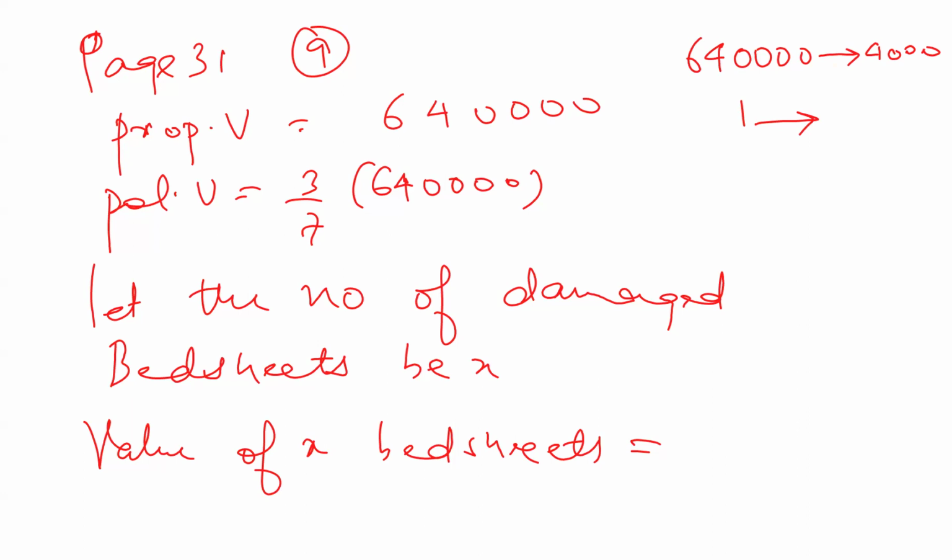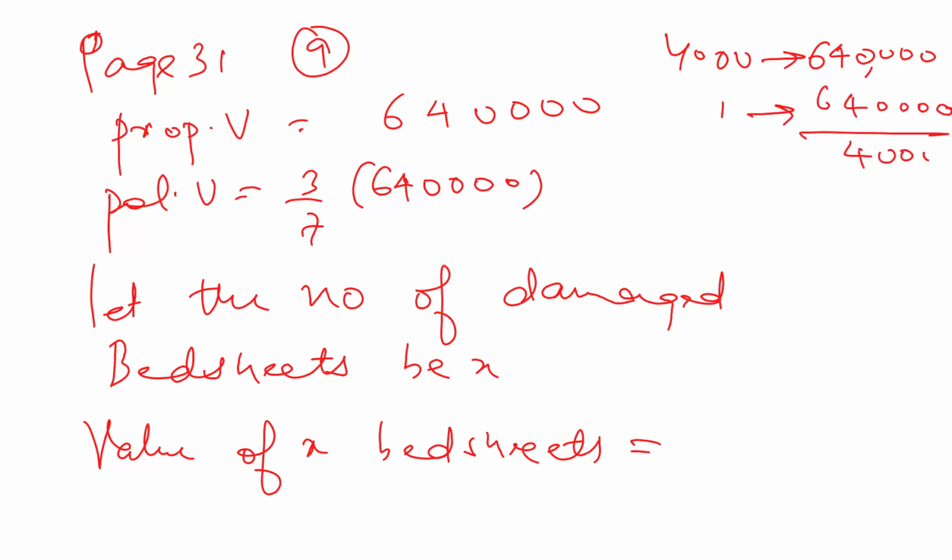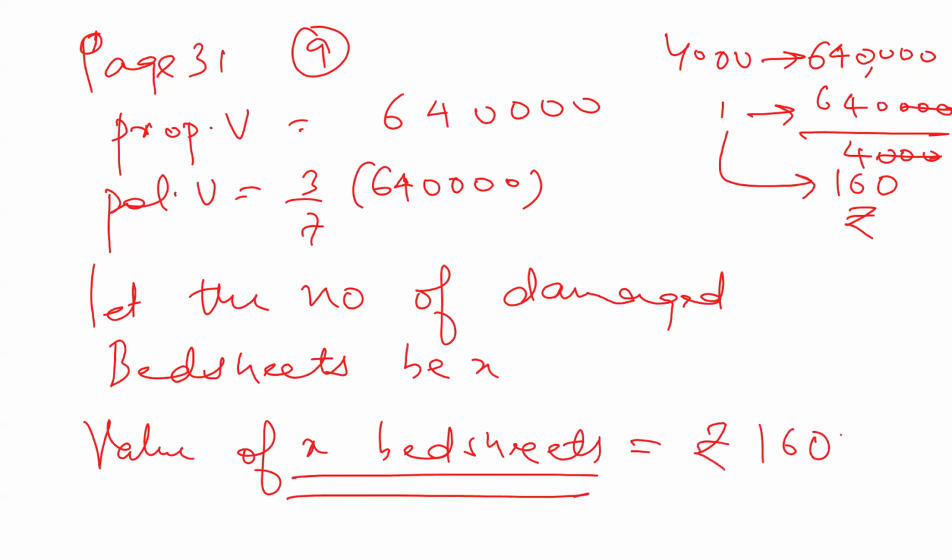So let me just write this once again. The value of 4,000 bed sheets is 6,40,000. So what is the value of one bed sheet? The value of one bed sheet will be 6,40,000 upon 4,000. So that is equal to 160 rupees. Value of one bed sheet is equal to 160 rupees. So the value of x bed sheets will be rupees 160x. Some of the bed sheets were damaged, and their value we have calculated, that is 160x.